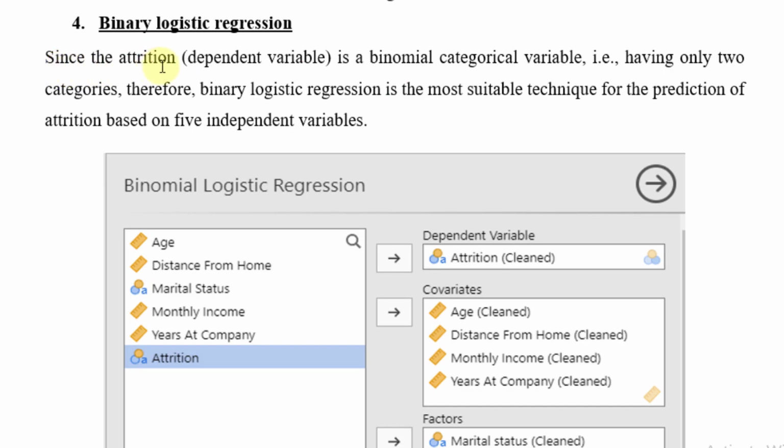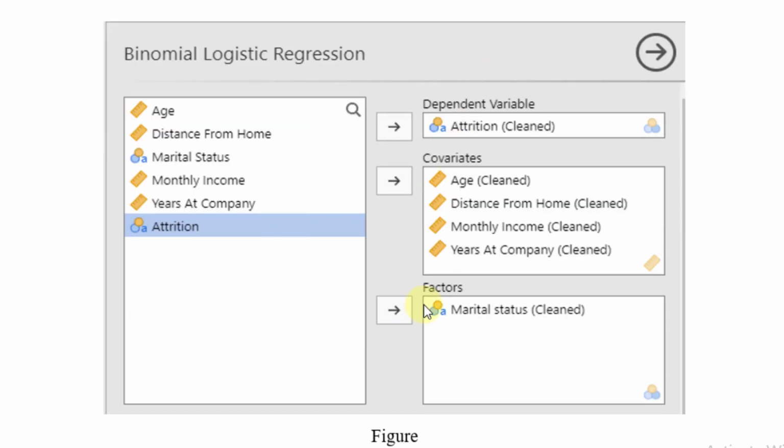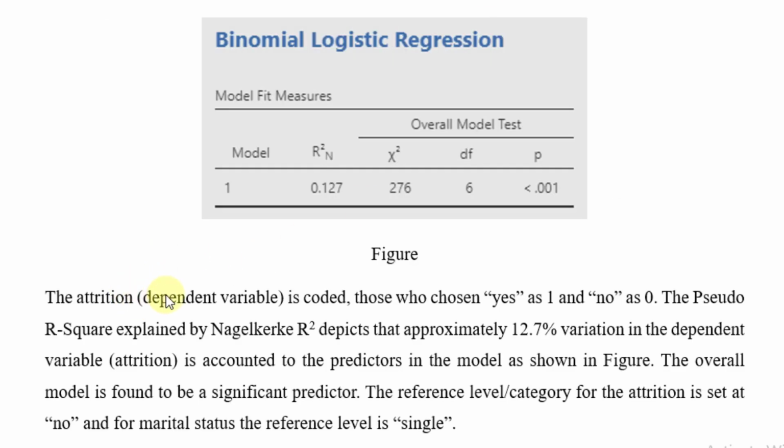So since attrition is a dependent variable with only 2 categories, yes and no, binary logistic regression is the most suitable technique for the prediction of attrition based on 5 independent predictors. I took a snip of the steps that I have performed. The attrition dependent variable is coded with yes as 1 and no as 0.